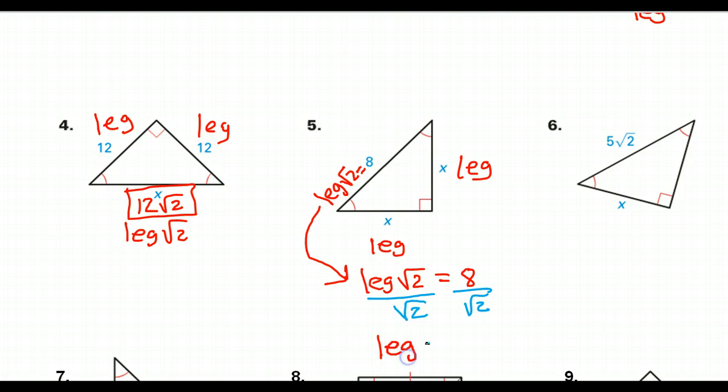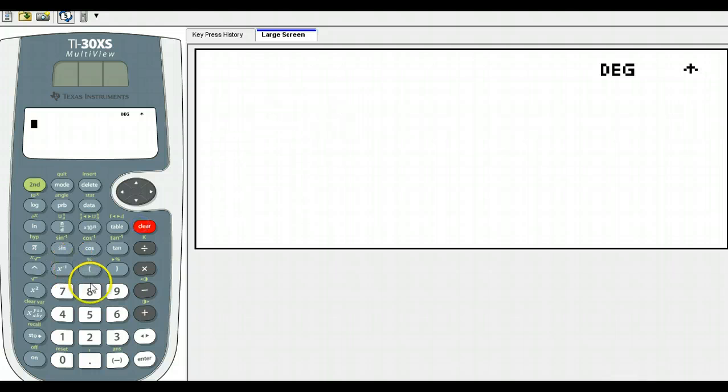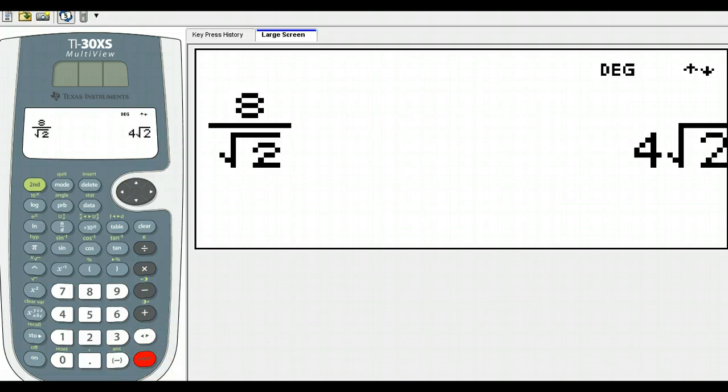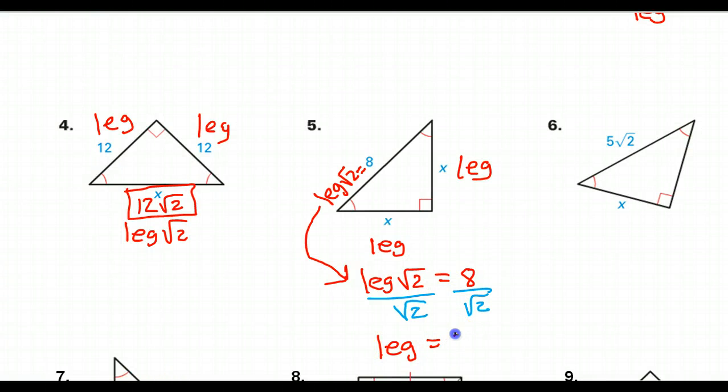All right, so that's going to give me leg equals, if I put this in my calculator, it looks like this, 8 over radical 2, I'm going to get 4 radical 2. So that's 4 radical 2. So the leg is 4 radical 2. That means x equals 4 radical 2.